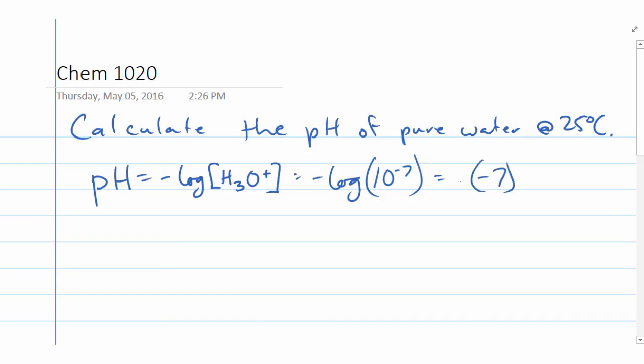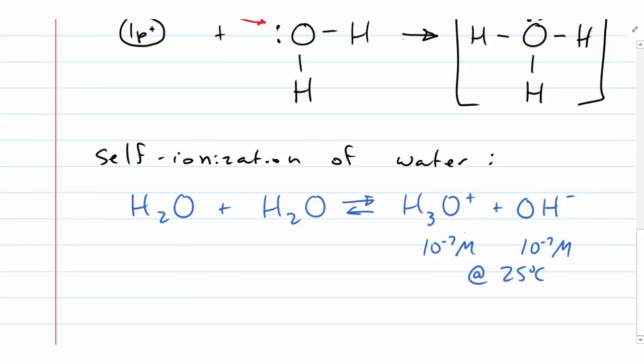But that sign in front of it there tells us we need to change the sign. We want to take the opposite of negative 7, and the opposite of negative 7 is 7. So if you're wondering where a pH of 7 comes from and why we say that's a neutral solution, here's exactly why. It's because the hydronium ion concentration in pure water is 10 to the negative 7th molar.